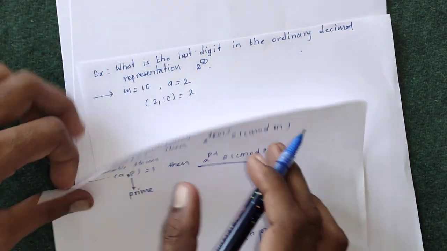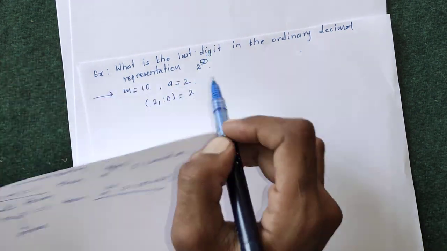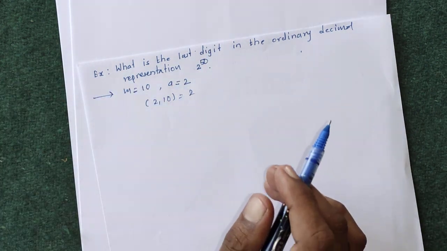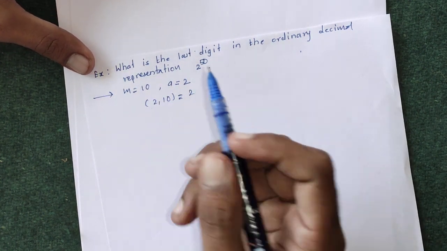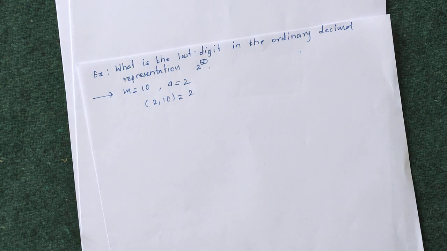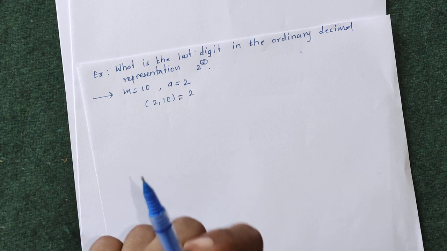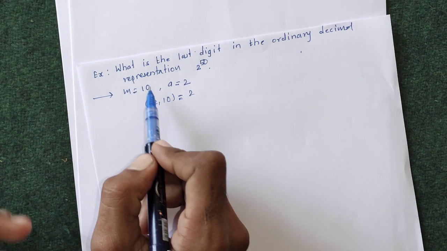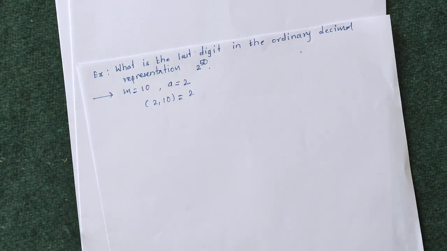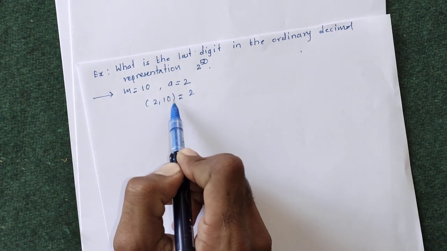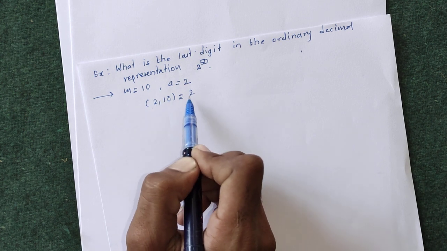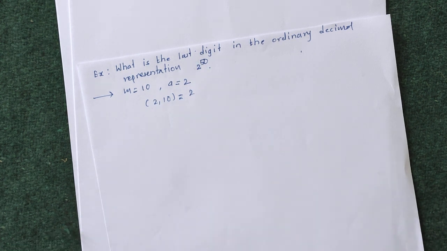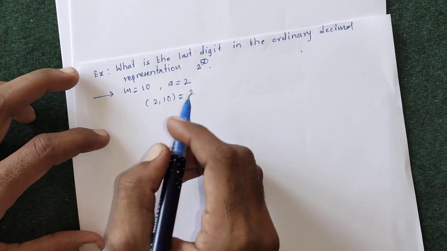So we cannot use Euler's generalization of Fermat's theorem or Fermat's theorem. To solve such examples, we must first find the greatest common divisor of the two numbers, A and M. If that GCD is 1, then we can use Euler's generalization of Fermat's theorem or Fermat's theorem. Fermat's theorem we use when M is a prime number. If M is not prime, then we use Euler's generalization, but for that GCD of A and M must be 1. Here GCD of A and M, that is 2 and 10, is 2, so we cannot use either theorem.